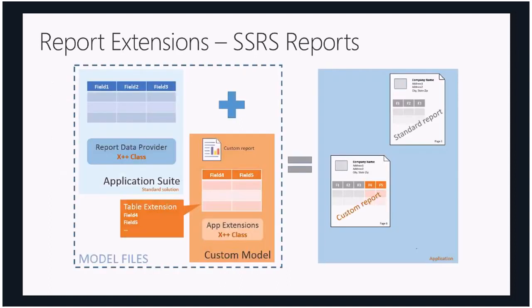This is a depiction of the different models in play. The application suite hosts the original table and report data provider class. We have a custom model. This could be an ISV or a VAR model, which has appended new fields via a table extension, and subsequently wants to display these on the report. The report data provider is extended to query the new fields and populate the data into a custom report that was copied from the standard base report. At runtime, this report is executed, and the customer sees the new fields as they would expect.